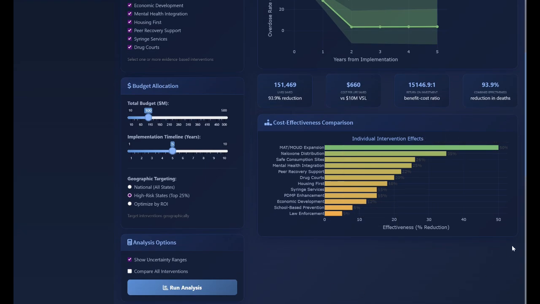So we could see 50% of the lives saved are attributed to MAT, MOUD expansion, followed by naloxone distribution, safe consumption sites, mental health integration, peer recovery support, and drug courts. And at the bottom, it shows that law enforcement, the supply side effects of it, has about a 5% impact.